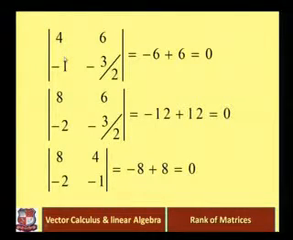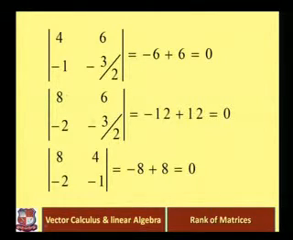Now we take all the 9 minors. Take the first minor: 4 6 minus 1 minus 3 by 2 is equal to minus 6 plus 6 is equal to 0, because 4 into minus 3 by 2 is minus 6. Cross product, minus of minus 6, that is plus 6, is equal to 0.